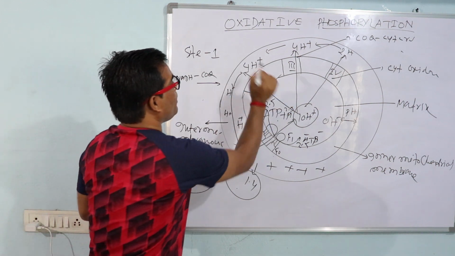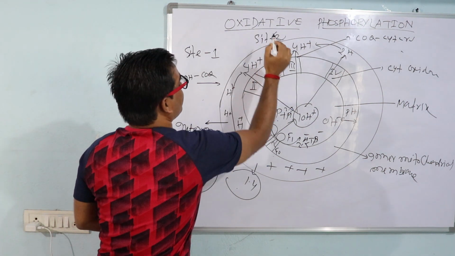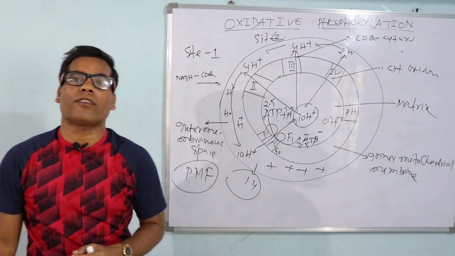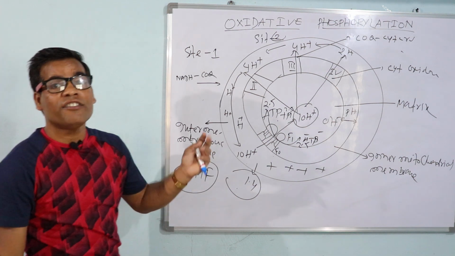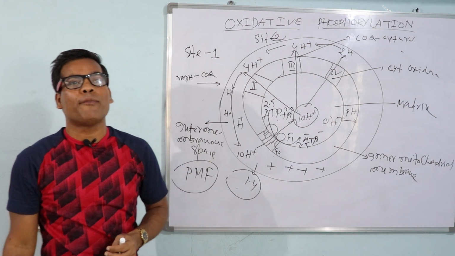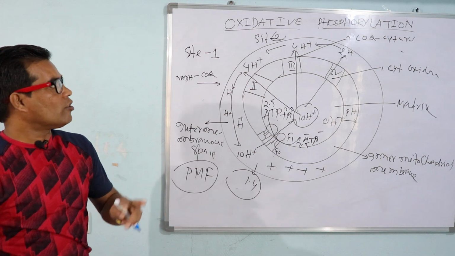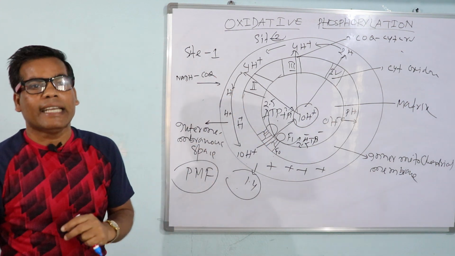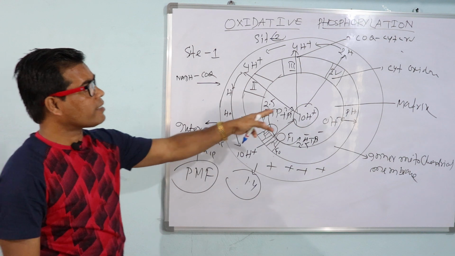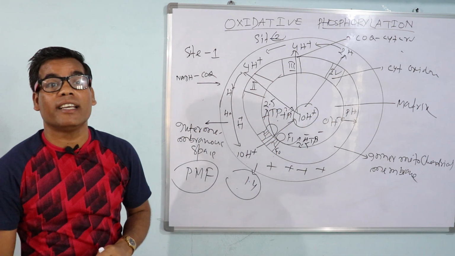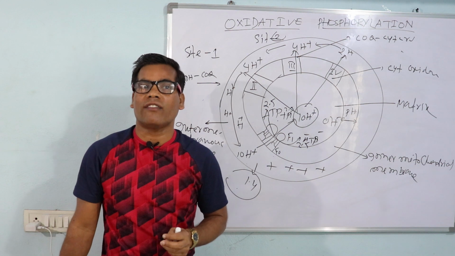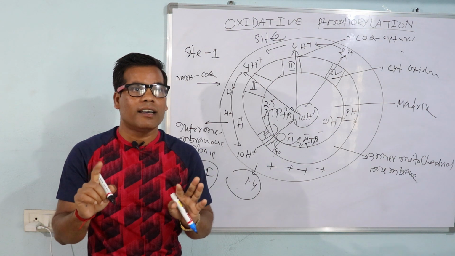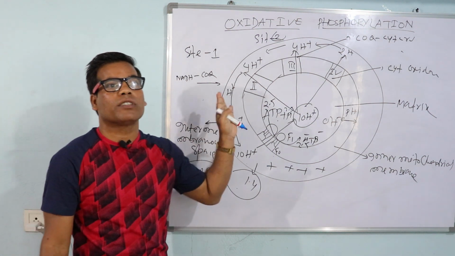Complex 3, meaning site 2, is inhibited by antimycin A, British anti-lewisite or dimercaprol, and another is called phenformin, that is an oral hypoglycemic agent, an anti-diabetic drug. So drugs like phenformin inhibit the electron transfer in complex 3, that is site 2. Next, complex 4, that is cytochrome oxidase, is inhibited by hydrogen sulfide, carbon monoxide, cyanide, and azide. So these are the inhibitors for the electron transport chain.